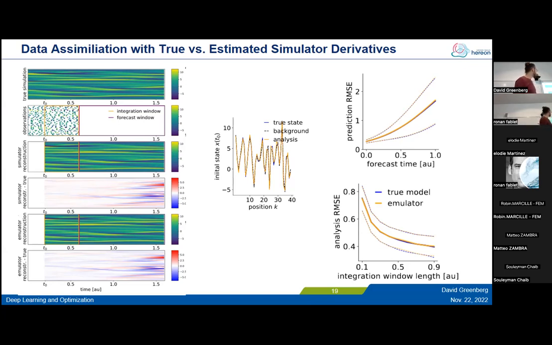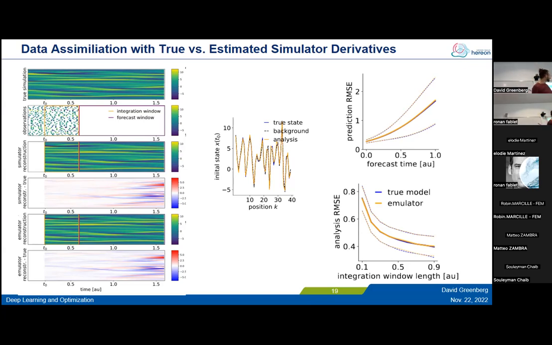So we can ask a couple questions here. What about the optimization problem itself? We wanted to reconstruct the initial state. How well are we doing that? In fact, we're doing it very well for both the emulator and the simulation. Then, if we look within the analysis window, how good is our reconstruction of the simulation state as a function of how big that window is? That is, how much data do we have access to? And we can see we get an improvement.